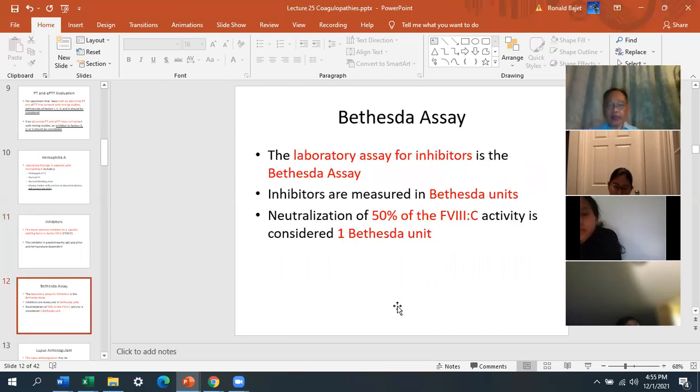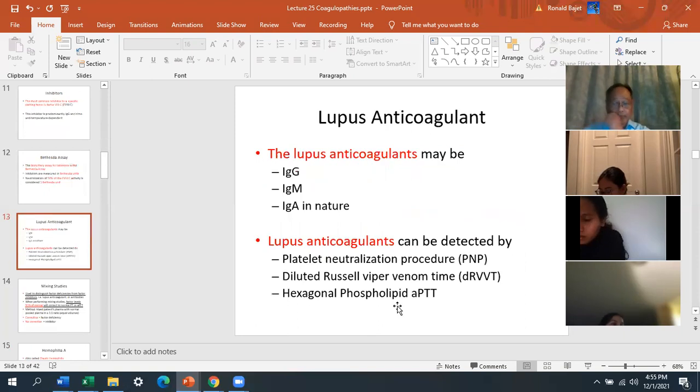When you have an inhibitor, the laboratory assay for inhibitor is the Bethesda assay, and inhibitors are measured in Bethesda units. So neutralization of 50% of the 8C activity is considered 1 Bethesda unit. So if you reduce the activity by 50%, that's called 1 Bethesda unit.